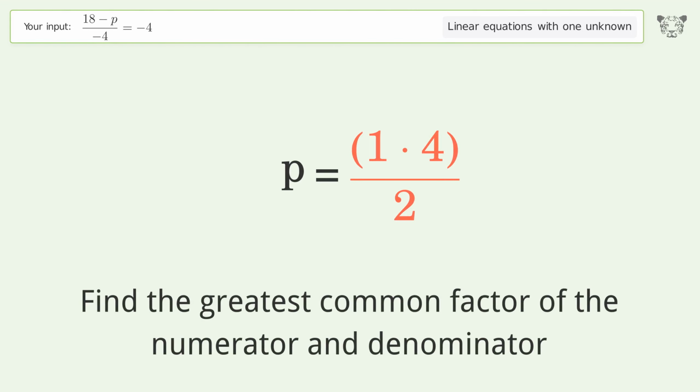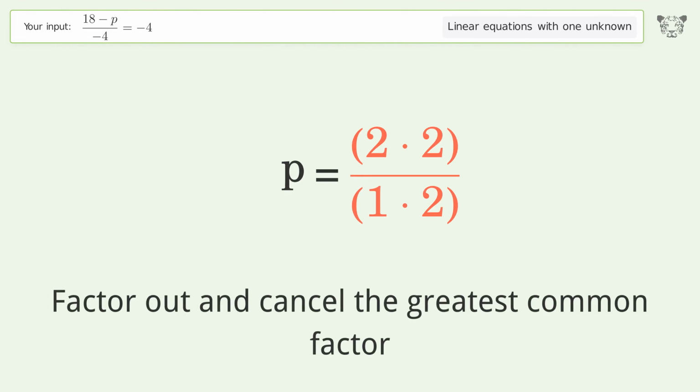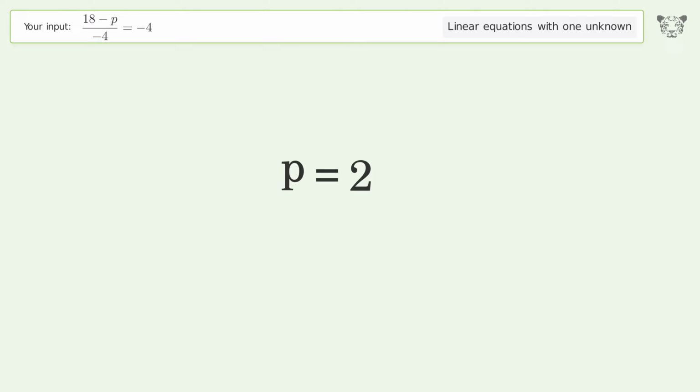Find the greatest common factor of the numerator and denominator. Factor out and cancel the greatest common factor. And so the final result is p equals 2.